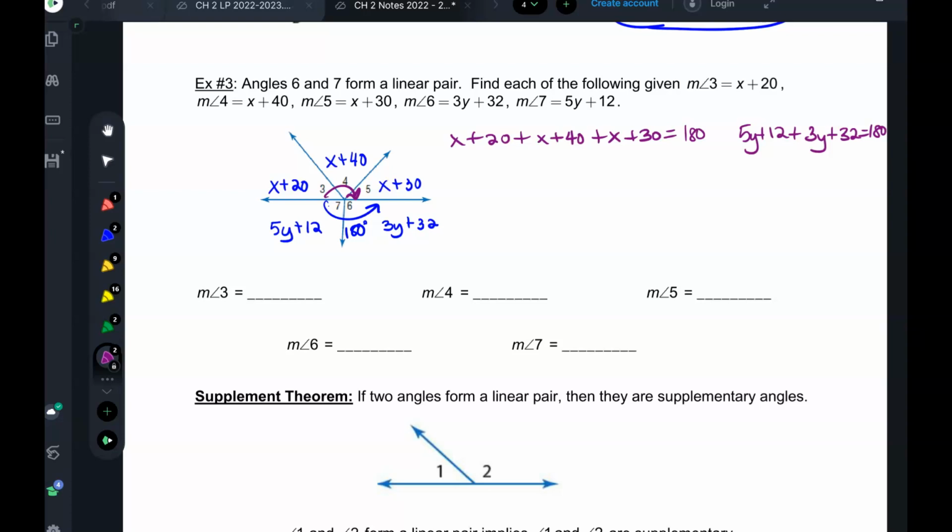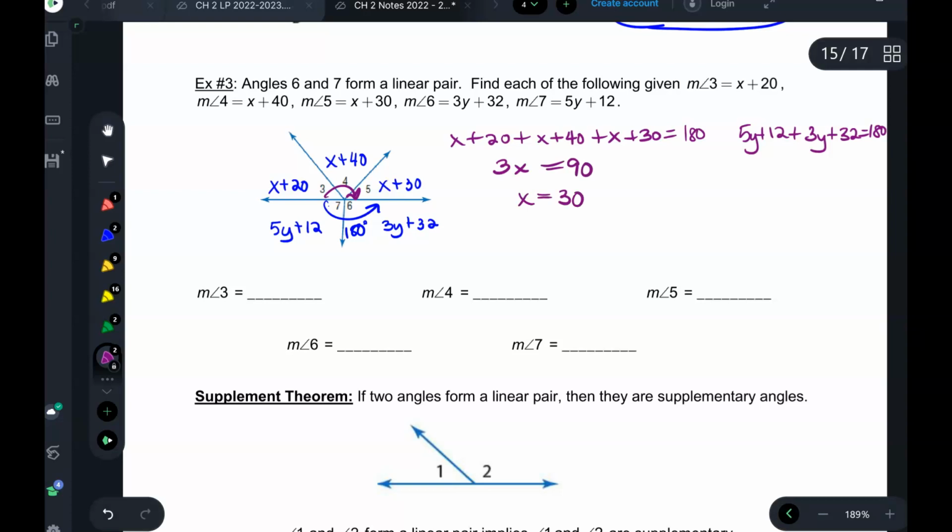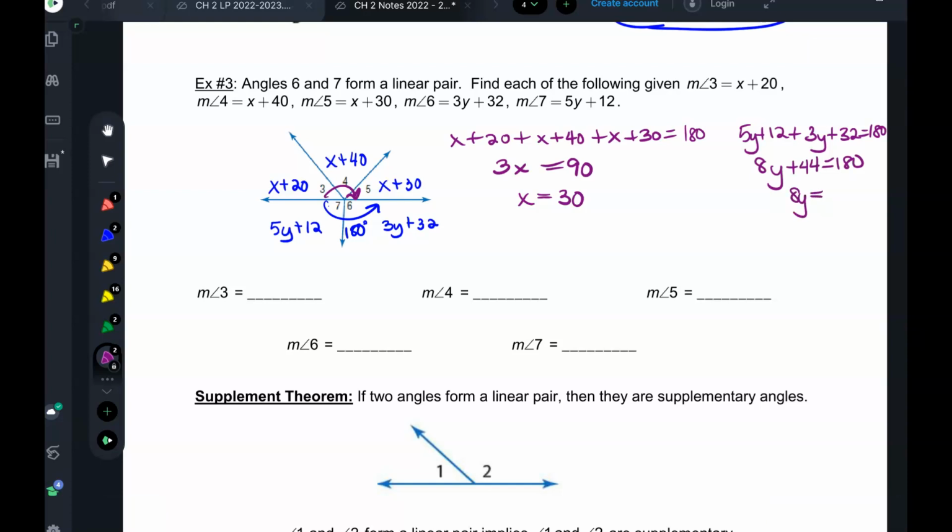All right, the x, let's see, what do we have? 3x. And then 60, 90, so that means that'll be equal to 90. So x equals 30. And then for the y's, what do we get? 8y plus 44. Okay. 136. And what do we get for y?